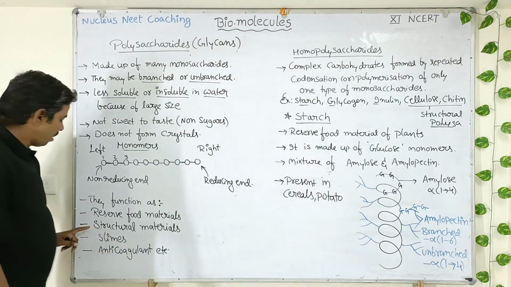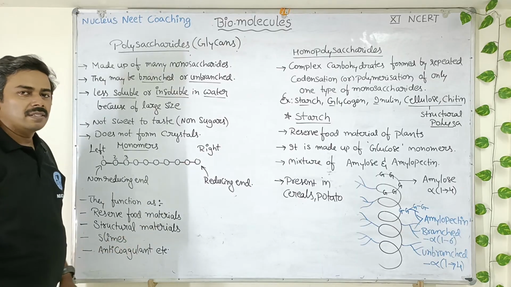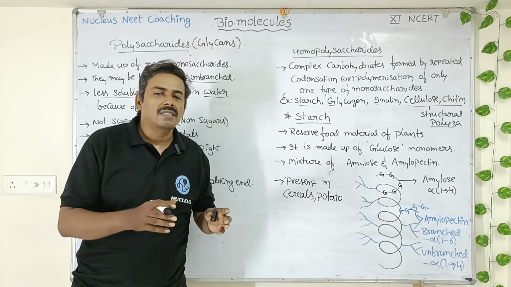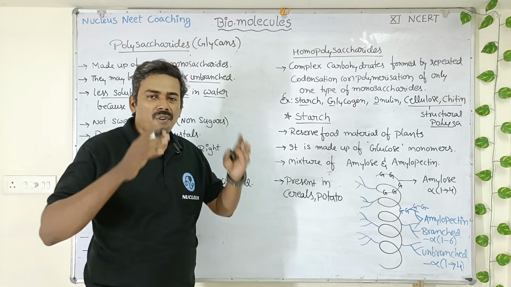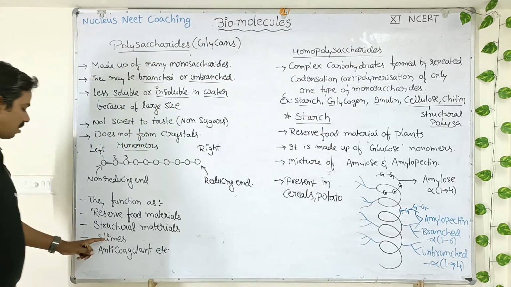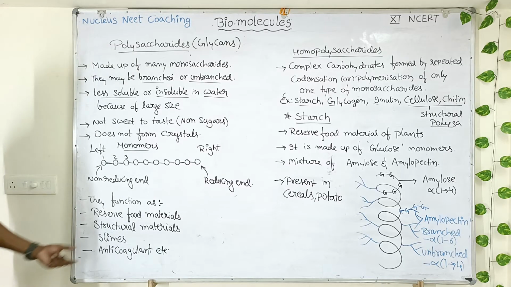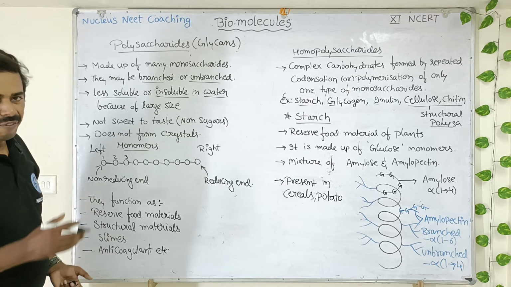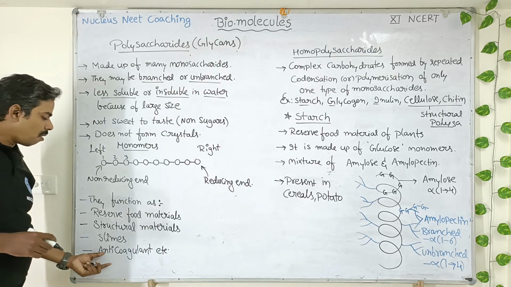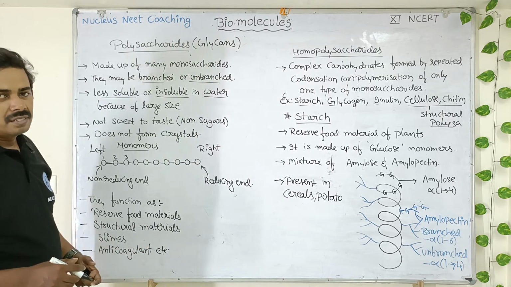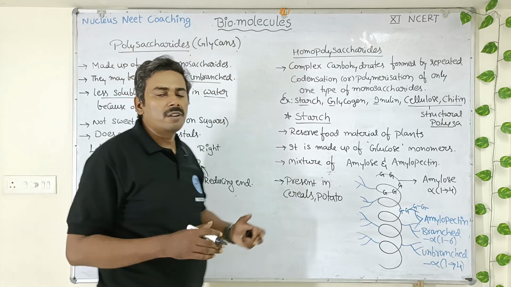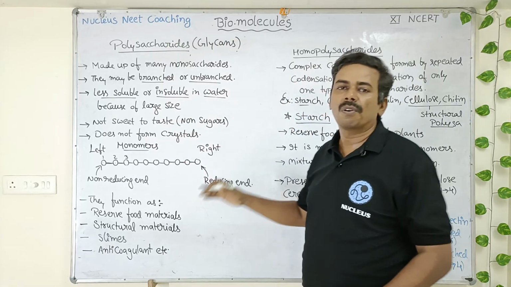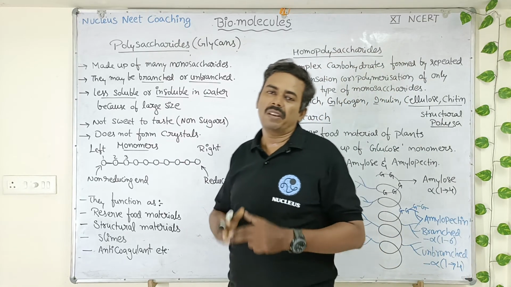And second function, they act as structural materials. They provide mechanical support to the cells. In plants, it is in the form of cellulose. In fungus, it is in the form of chitin. Next, slimes. Polysaccharides can form slimes, sticky material which has a lubricating effect. And they can also form anticoagulant materials like heparin, which will prevent clotting of the blood. So like this, there are several roles of polysaccharides in living organisms.